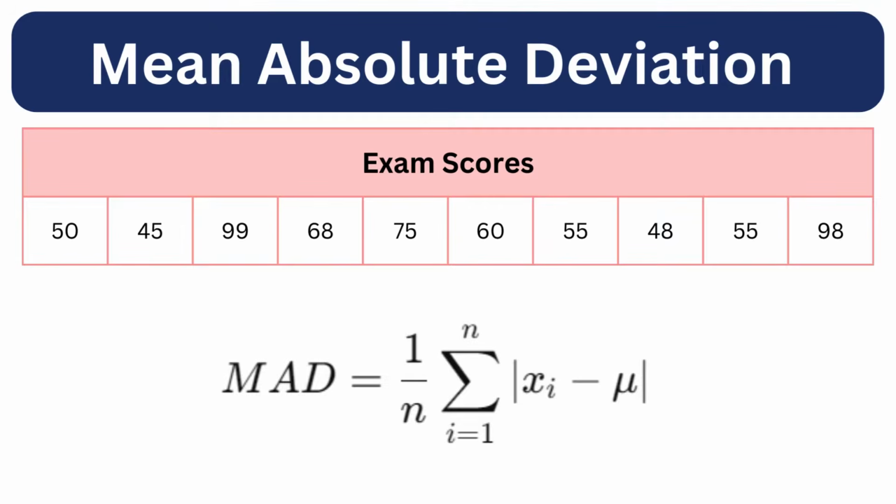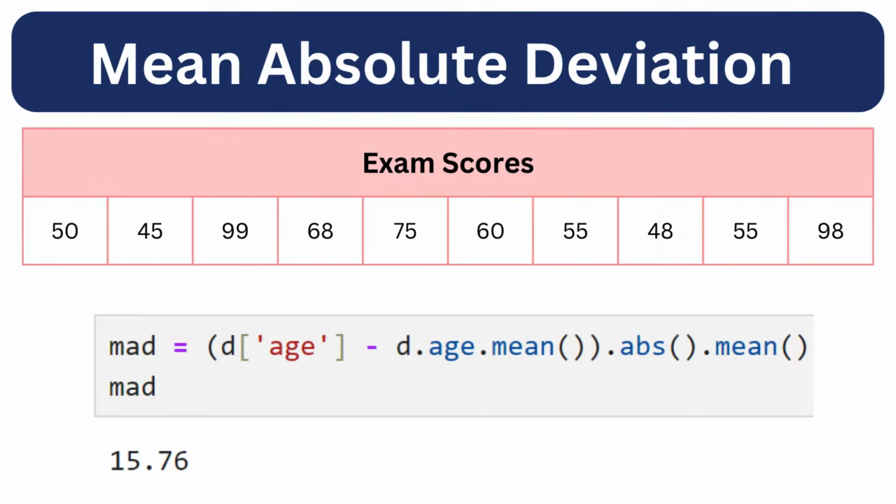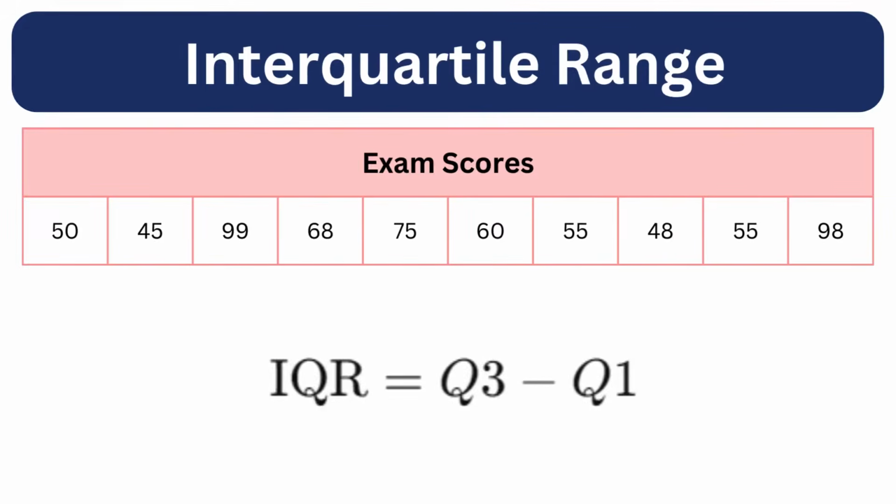Mean absolute deviation. Instead of squaring the differences from the mean, we take the absolute values of the differences. This gives us a simpler, more intuitive measure of how far data points are from the mean compared to variance and standard deviation. Finally, we have IQR or interquartile range, which measures the spread of the middle 50% of the data.